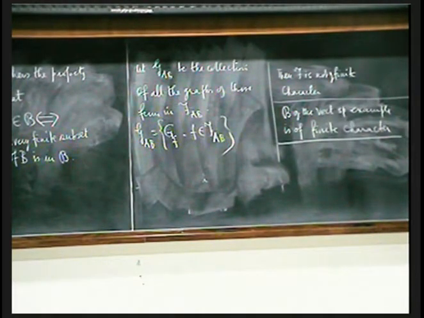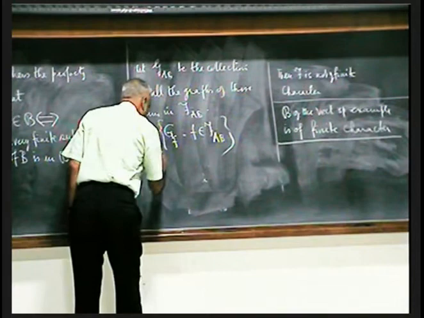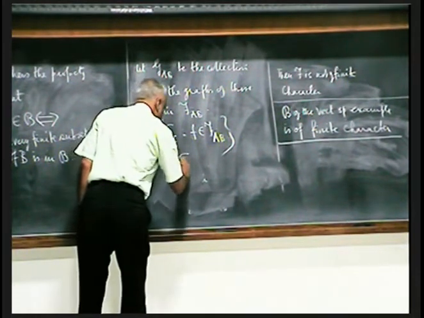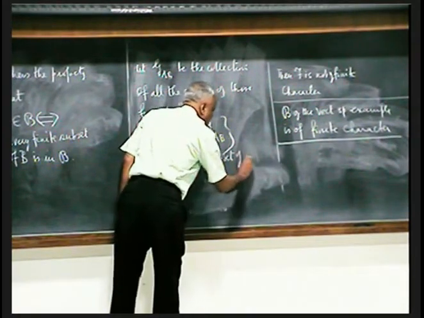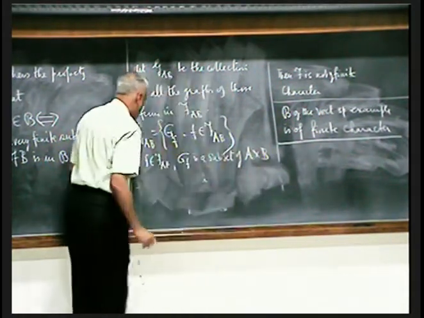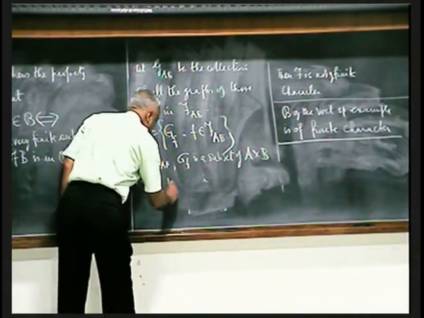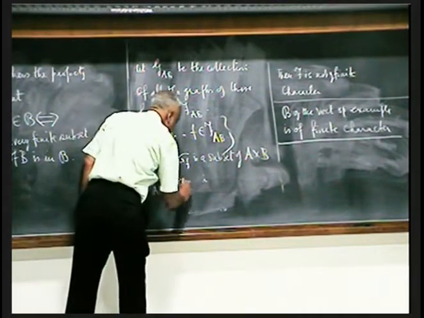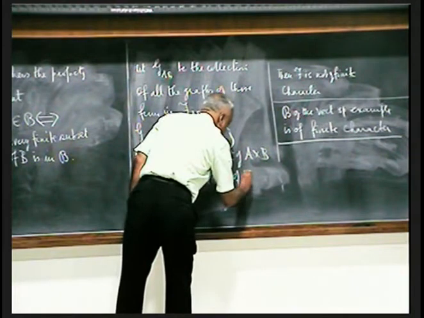Okay. So for every f in FAB, GF is a subset of A cross B. Therefore, GAB is a collection of sets, a collection of subsets of sets.